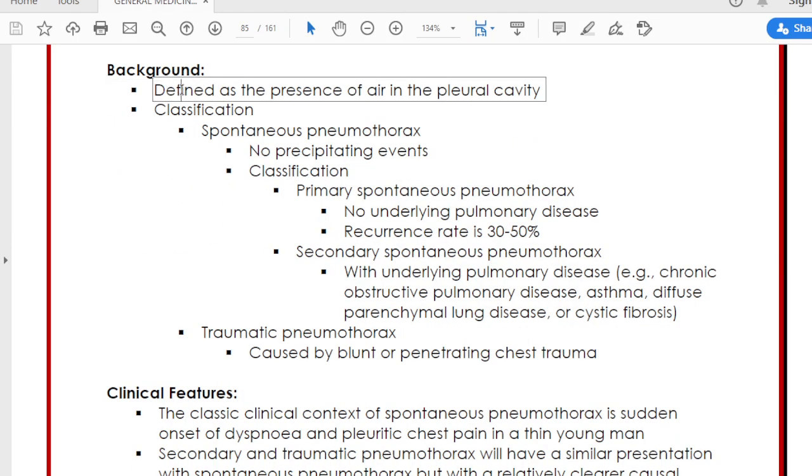Pneumothorax. Defined as the presence of air in the pleural cavity. Classification. Spontaneous pneumothorax: no precipitating events. Primary spontaneous pneumothorax: no underlying pulmonary disease. Recurrence rate is 30 to 50%. Secondary spontaneous pneumothorax: with underlying pulmonary disease, for example chronic obstructive pulmonary disease, asthma, diffuse parenchymal lung disease, or cystic fibrosis. Traumatic pneumothorax: caused by blunt or penetrating chest trauma.